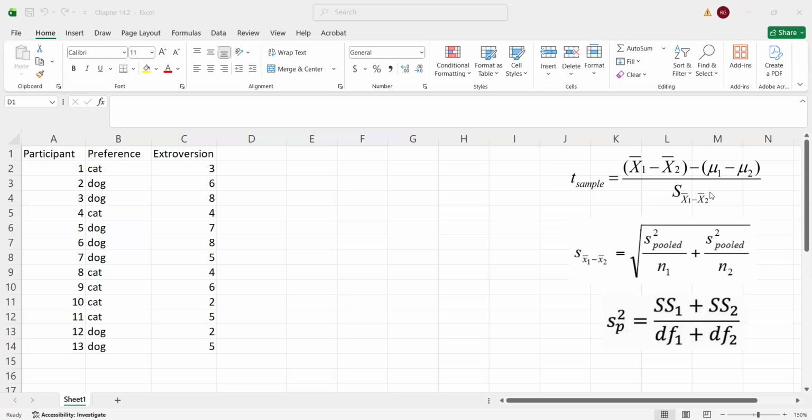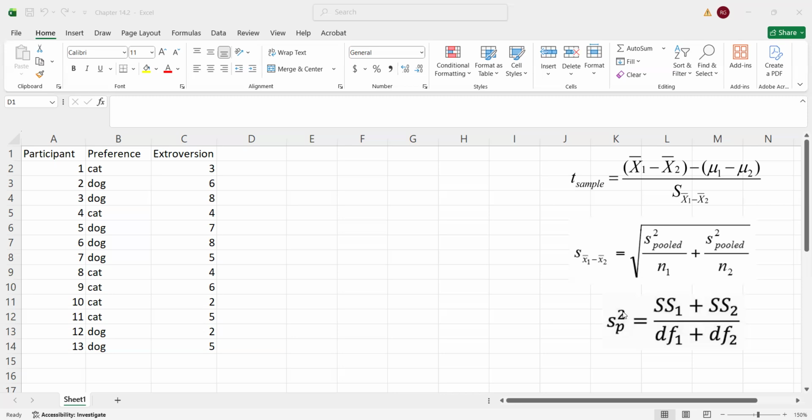So how do we figure out what the estimated standard error is? Well, it's going to be this second equation over here, which is a little bit complicated looking. It's the square root of the pooled variance for both of the groups divided by the sample size of the first group, plus the pooled variance for both of the groups divided by the sample size of the second group. Well, we don't know what pooled variance is yet. We haven't figured that one out. Well, that's why we need the third equation. Yes, three different equations that we're going to have to solve for.